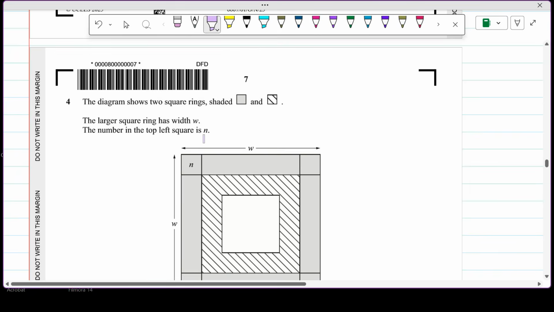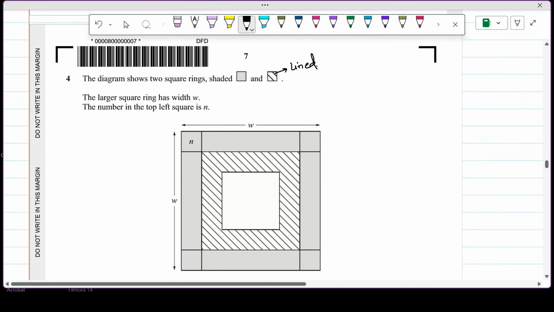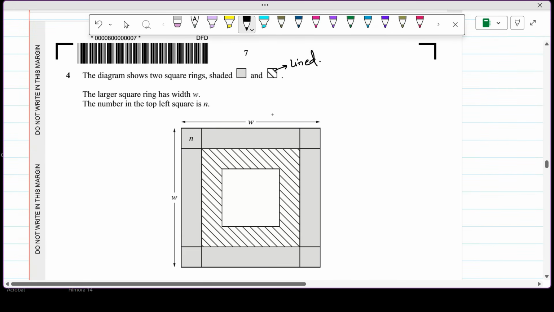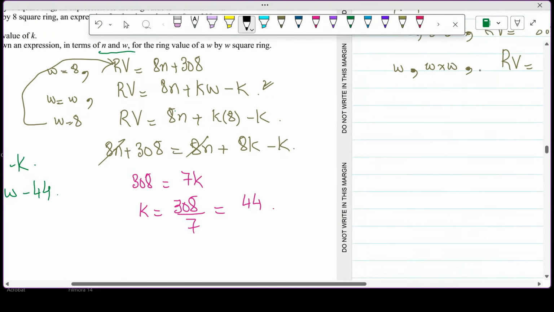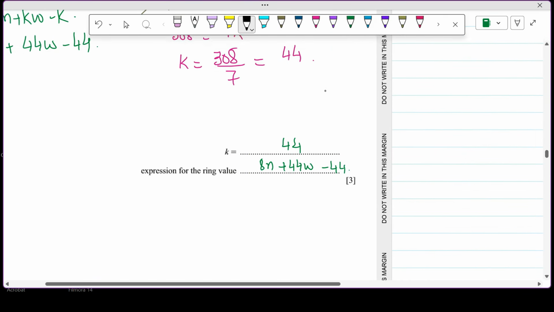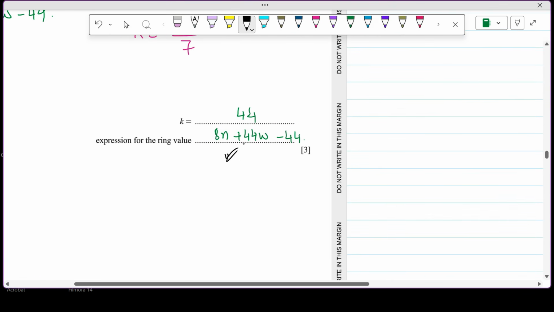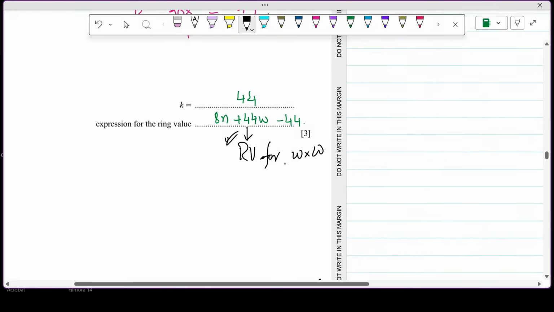Okay. Question number 4. The diagram shows two squares, one shaded and one lined. This one is shaded and this one is lined. The large square ring has the width of W. When we have the W by W, the ring value should be equal to 8N plus KW minus K, and we calculated the value of K, so this one is the ring value for the W by W square, or for the width W.